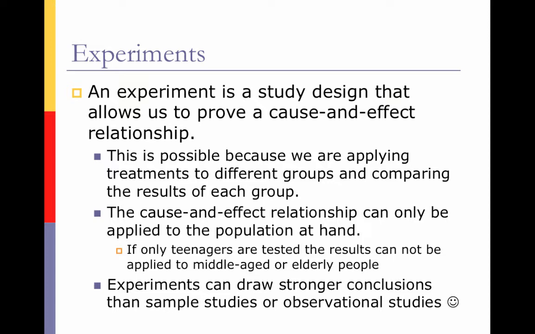So the cause and effect relationship can only be applied to the population at hand. So if only teenagers are tested, the results cannot then be applied to middle-aged or elderly people. It could only be applied to teenagers. Experiments can draw stronger conclusions than sample studies, like what we did in Chapter 12, or observational studies.